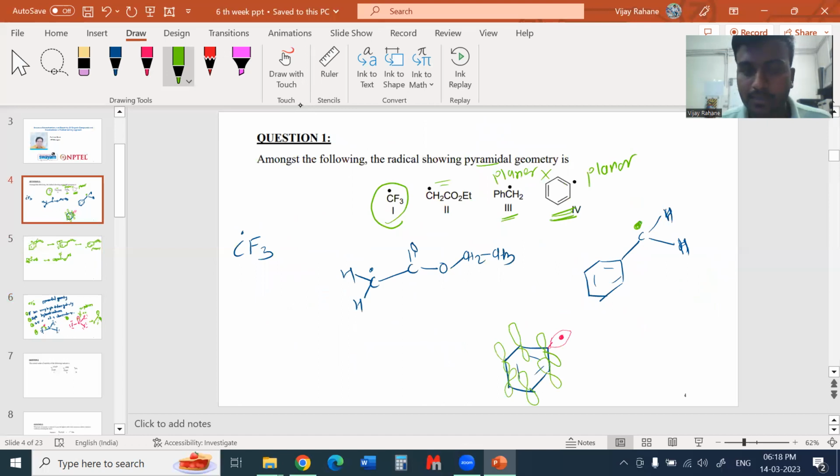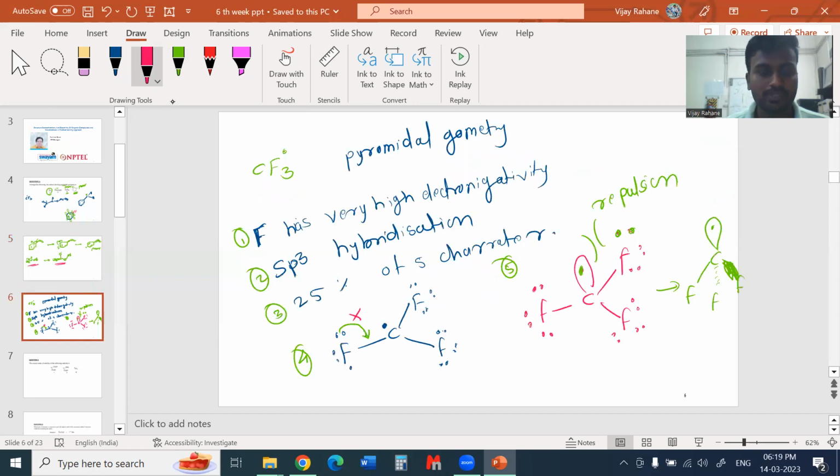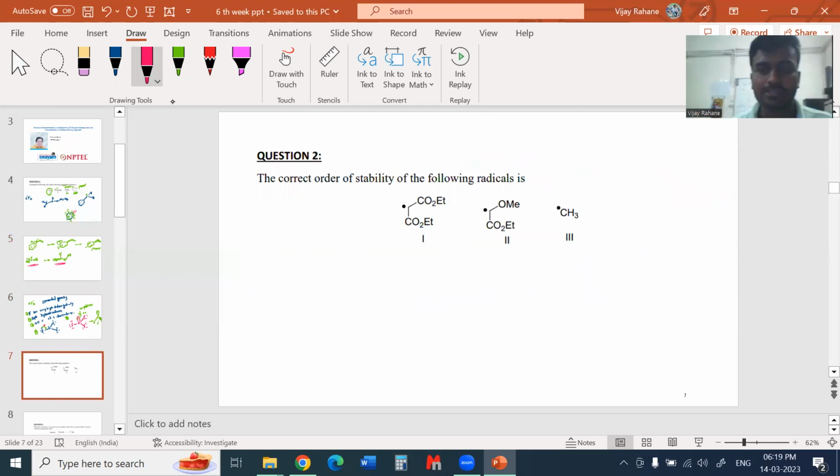All other phenyl radical has planar. Benzyl radical also has a planar geometry, and CH2CO2Et. This radical, due to conjugation, this CH2 as seen here, it is involved in the conjugation, so it has the geometry like this. So this one is the correct option. We'll see the next question.